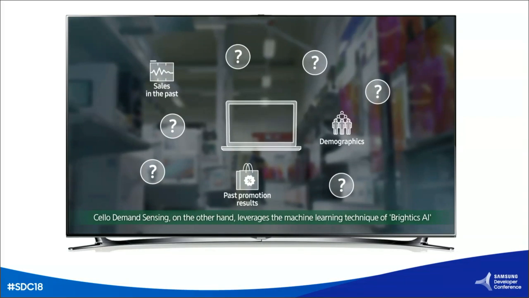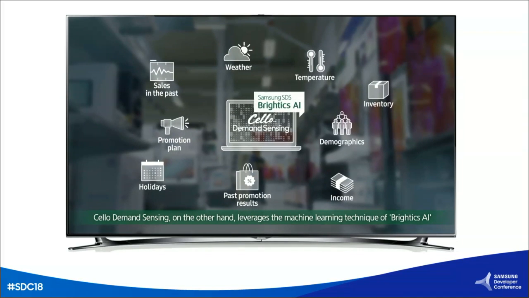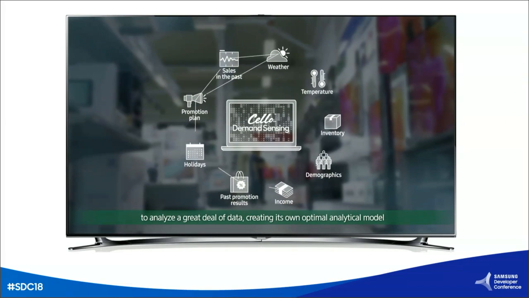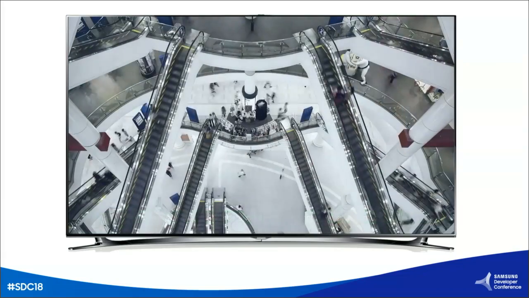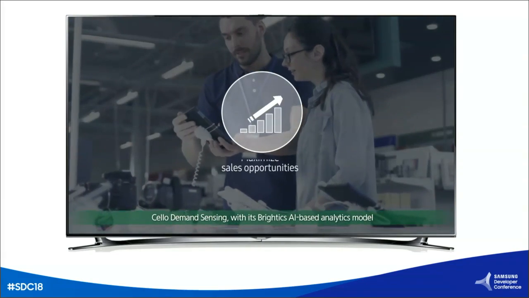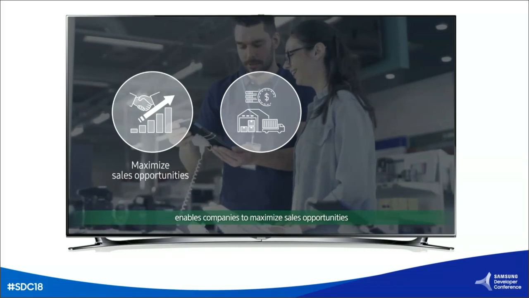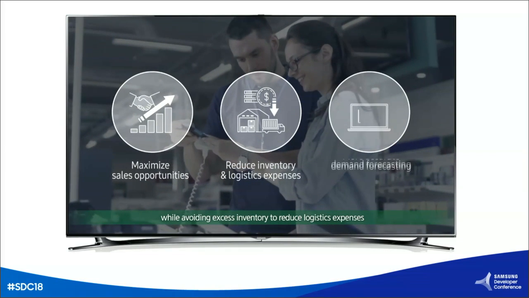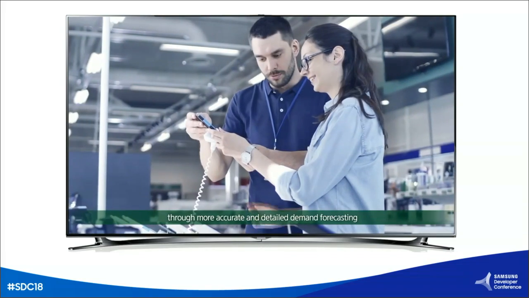Cello demand sensing, on the other hand, leverages the machine learning technique of Brightics AI to analyze a great deal of data, creating its own optimal analytical model. Cello demand sensing, with its Brightics AI-based analytics model, enables companies to maximize sales opportunities, while avoiding excess inventory to reduce logistics expenses, through more accurate and detailed demand forecasting.